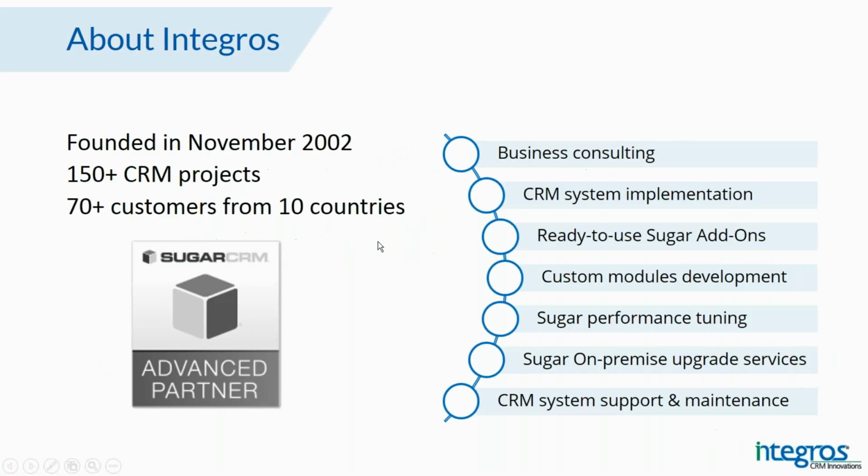Let me say a few words about the company. Integris was founded in 2002, and from 2008 we make work in Sugar CRM faster, more convenient and efficient. We performed more than 150 CRM projects for more than 70 customers from 10 countries. We are a Sugar partner.